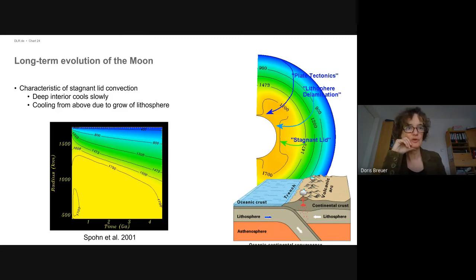Okay, a few words about the long-term evolution. I've mentioned already that we have this so-called stagnant lid convection, where we form a stagnant lid on top, which is different to what we know from Earth, where we have plate tectonics. And the cooling of the interior looks different. What you see here is a function of radius and time. In the temperature distribution, you can nicely see that the lid is growing, so you cool from above, but the interior basically remains at the same temperature. So the cooling in the interior is not very efficient, but you cool from the top.